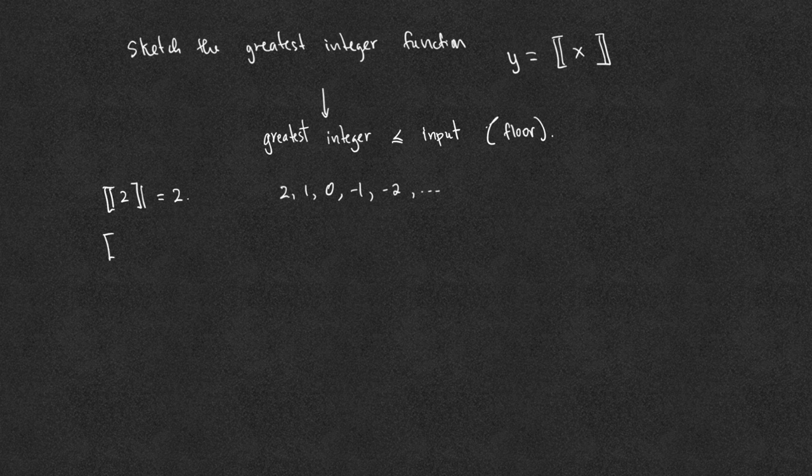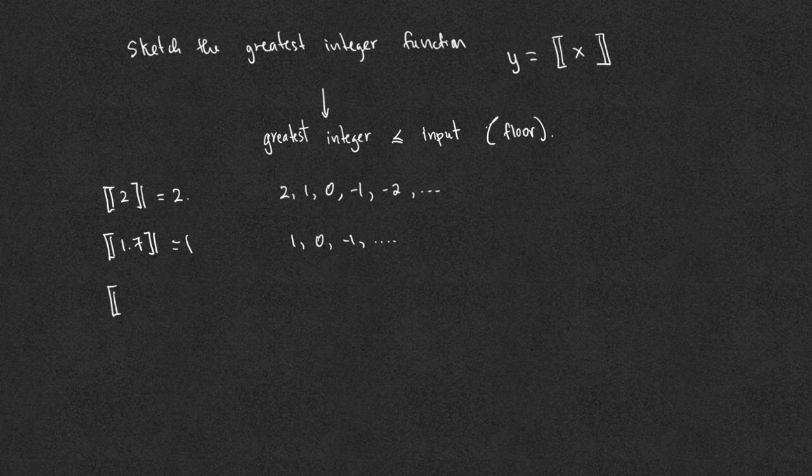If we plugged in 1.7 into the greatest integer function, the integers that are less than or equal to 1.7, now 1.7 is not an integer, so the integers that are less than 1.7 are 1, 0, -1, and so on. Out of all of these integers, the greatest of them all is 1.